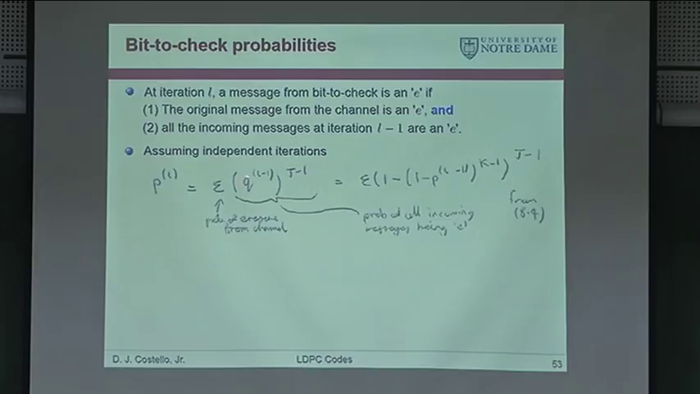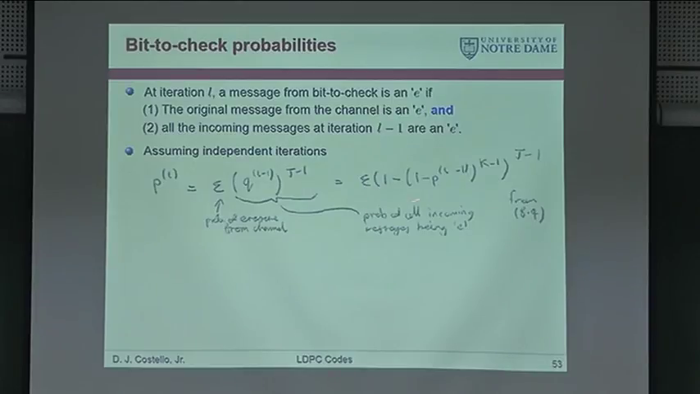We're not using that one. We're just using, again, this is the extrinsic information idea. We're just using the other j minus 1. So this is the probability that all the incoming messages from the check nodes, other than the one we're sending the message to now, were erasures. And this is the probability that the channel has an erasure. So the product of these is going to be the probability that we're going to send an erasure at iteration L.